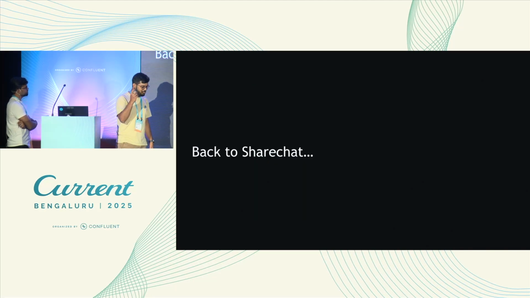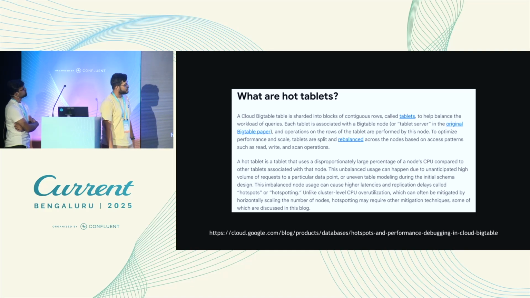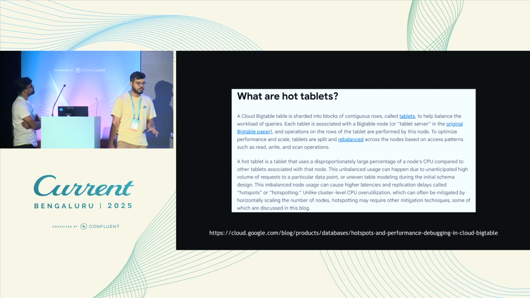Back to ShareChat, we had an issue similar to this. The reason was we were using Bigtable back then. Bigtable has a concept of tablets, and a hot tablet is basically one tablet which is overloaded. It is receiving a lot more requests and is unable to scale up, which leads to very bad latencies.